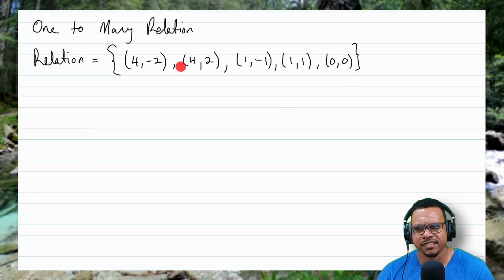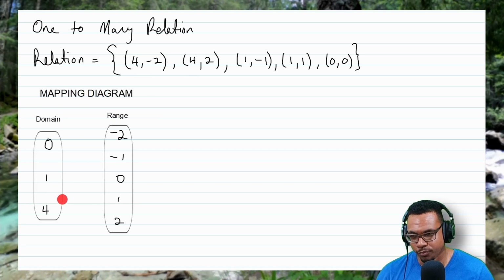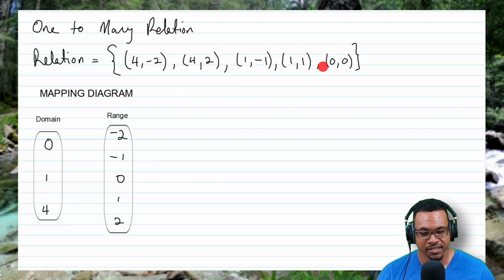All right, so here I have my set of ordered pairs to represent this example of a one-to-many relation. Now I'll draw my mapping diagram. So here I have my domain and range for this set of ordered pairs. Now notice in the domain I have 4 occurring twice. So remember, it's a set and we don't repeat elements in a set. So I'm going to write the 4 only occurring once.